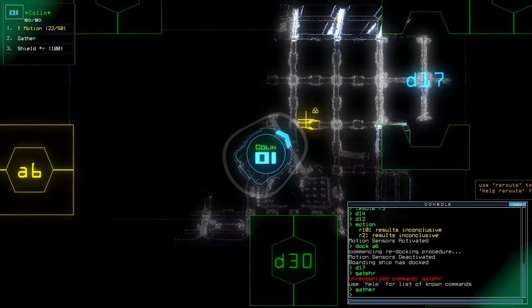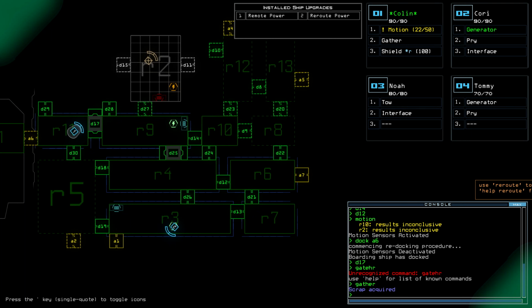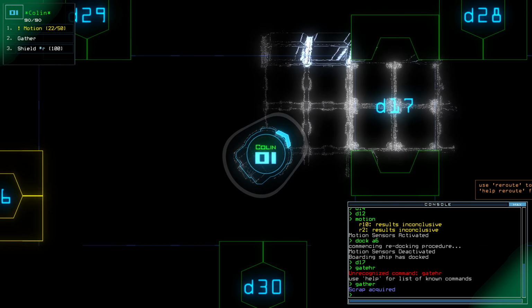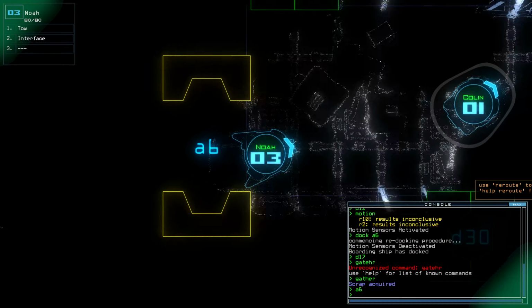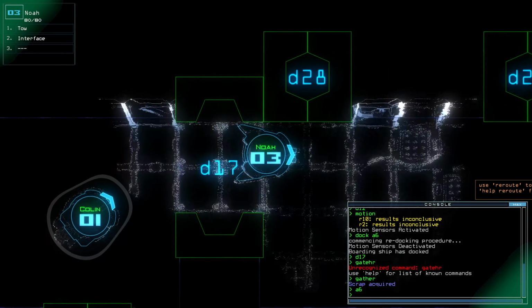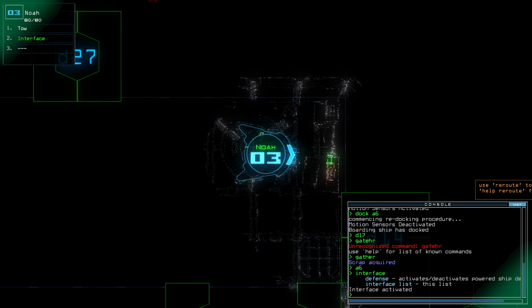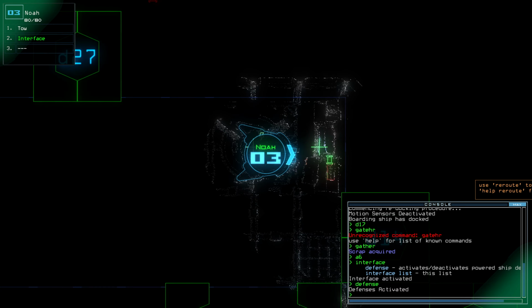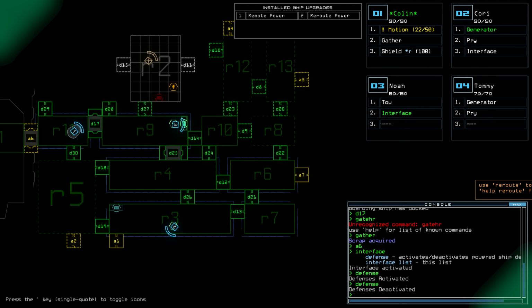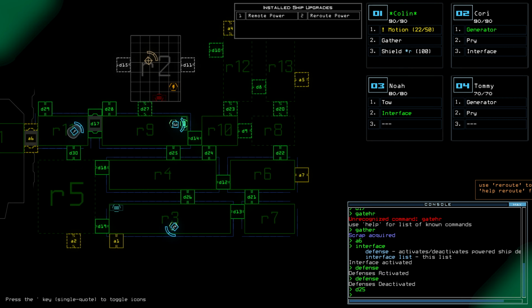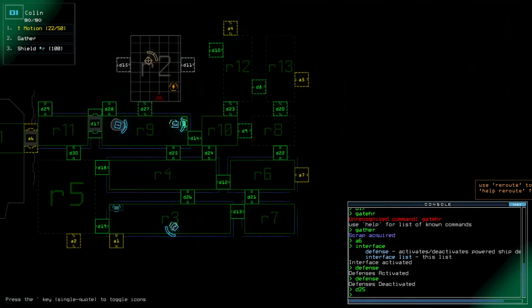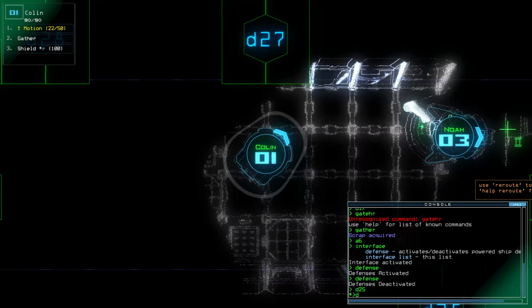Noah is who I want. So I'm gonna, A6, 3. Bring old Noah out. I didn't kill anything, which makes me think that there is nothing bad in the defense room. So, let's go up into D27.